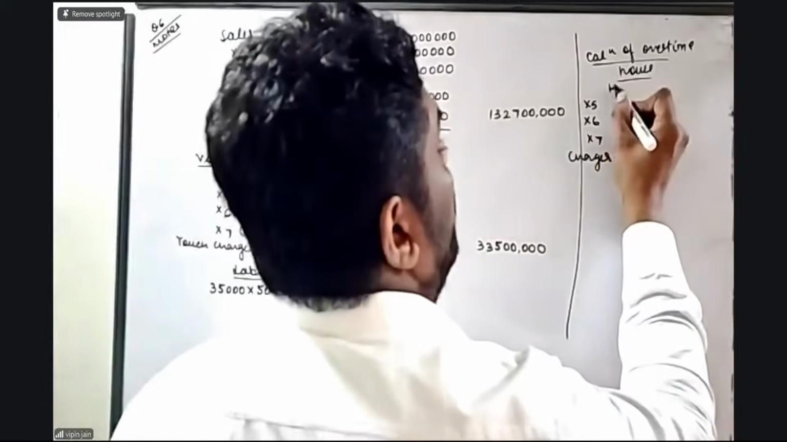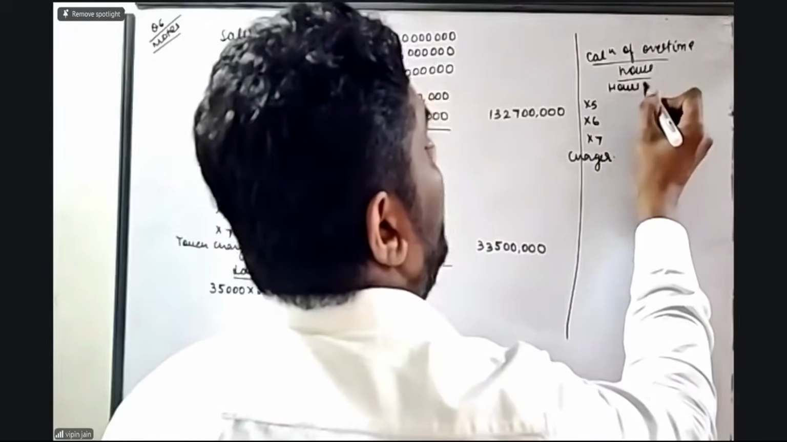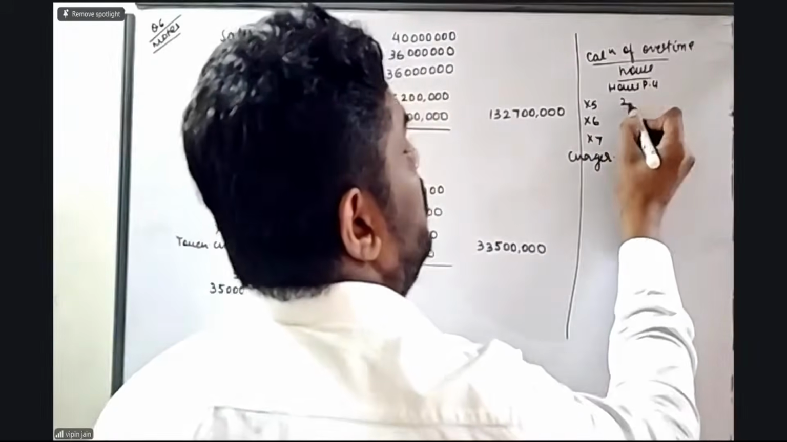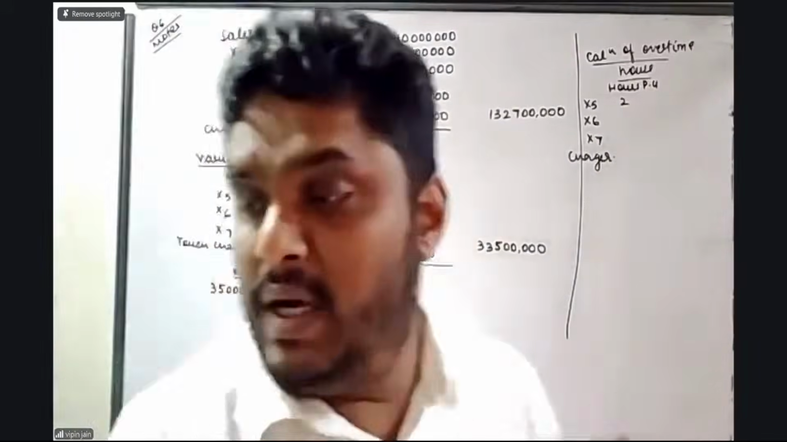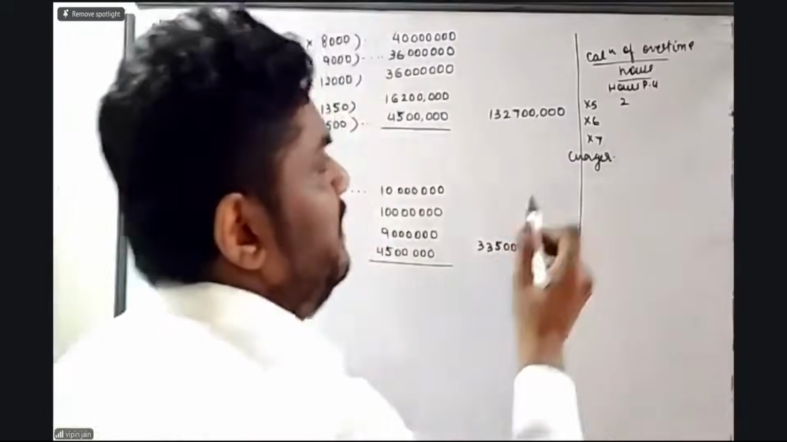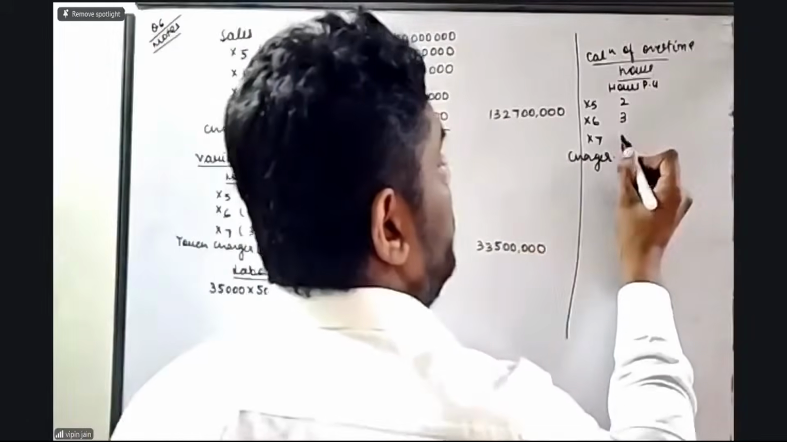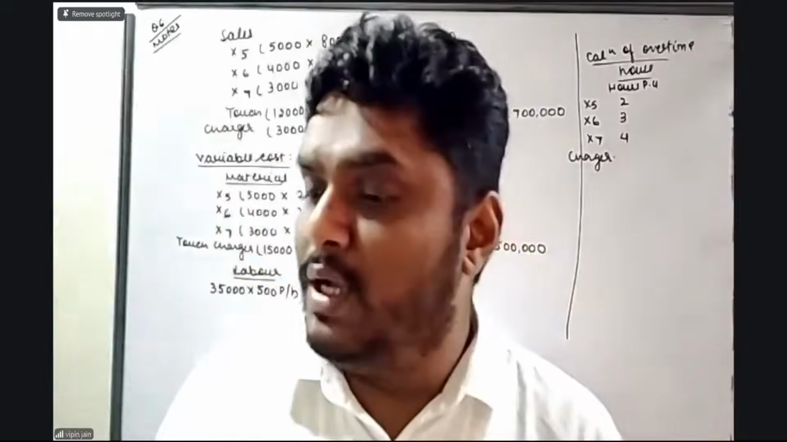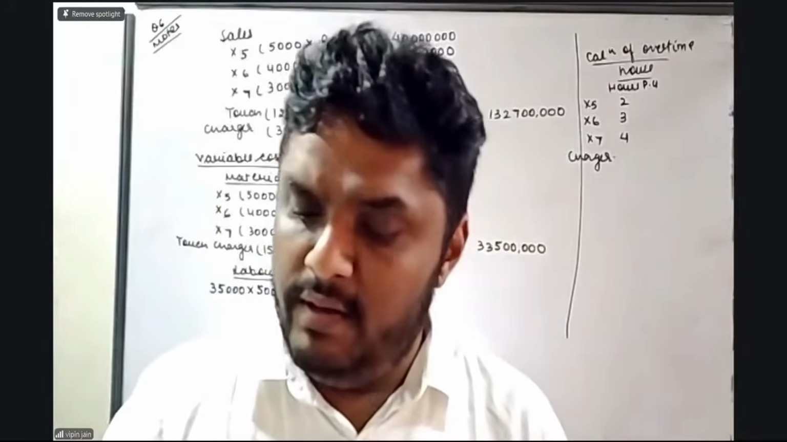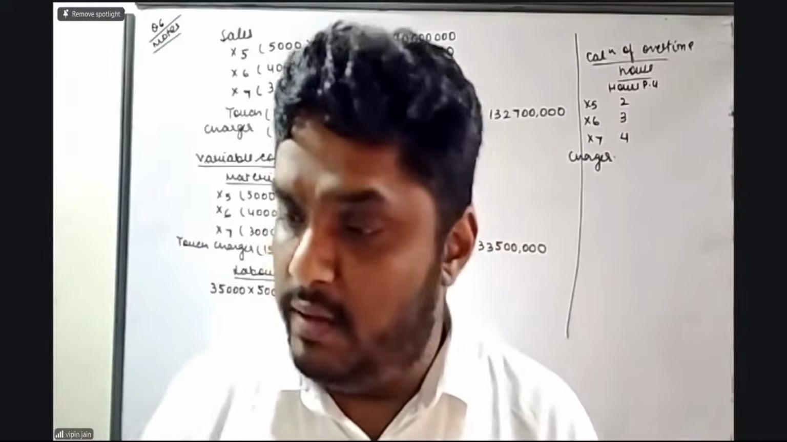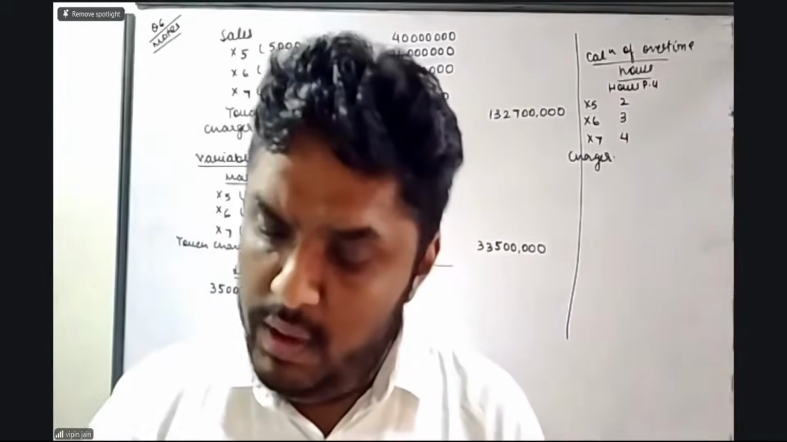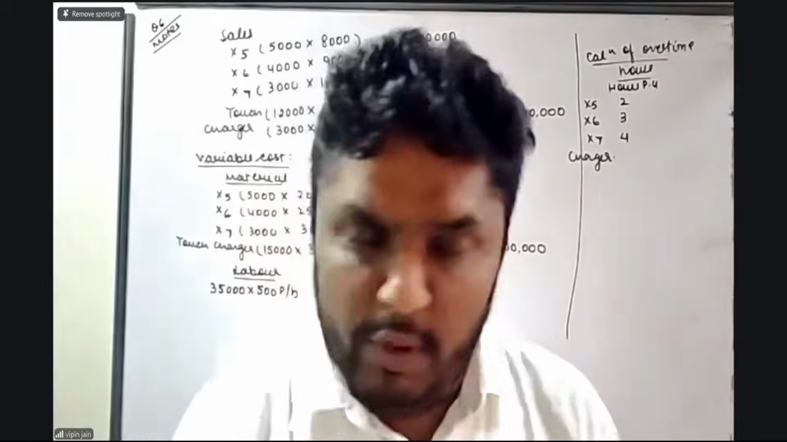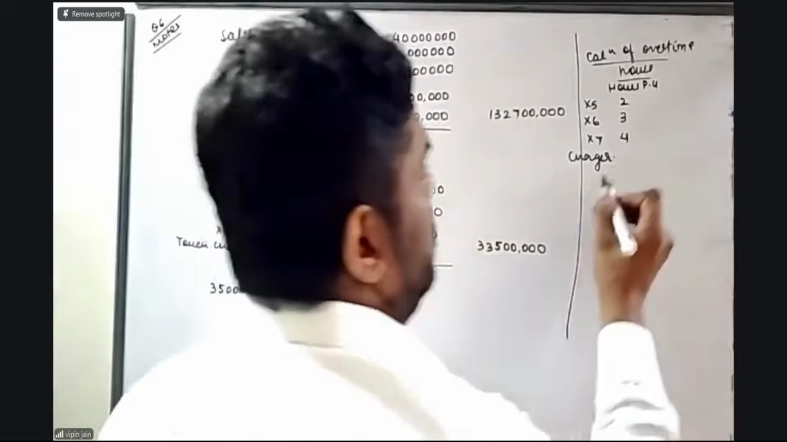So hours per unit is how much? 2 here, because 1000 divided by 500, 3 here, and 4 here. 4, how come? 2000 divided by 500. That is 4 hours per unit. And here 200 divided by 500, it is 0.4 hours per unit.